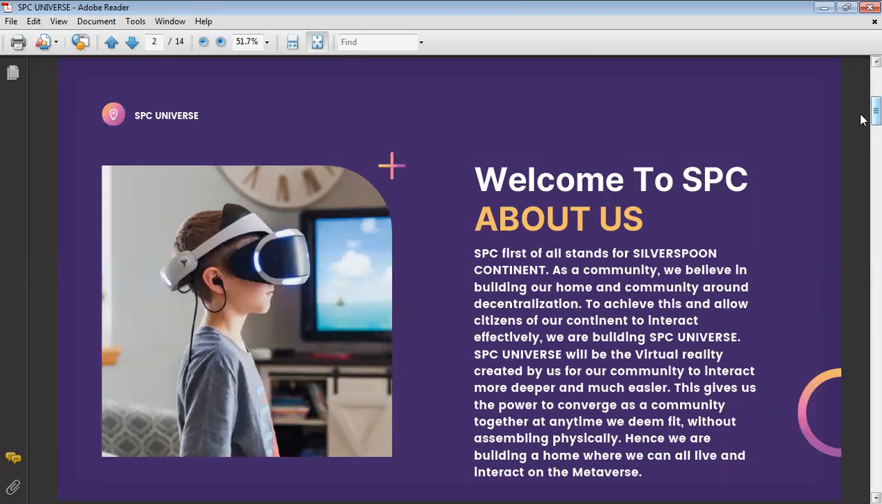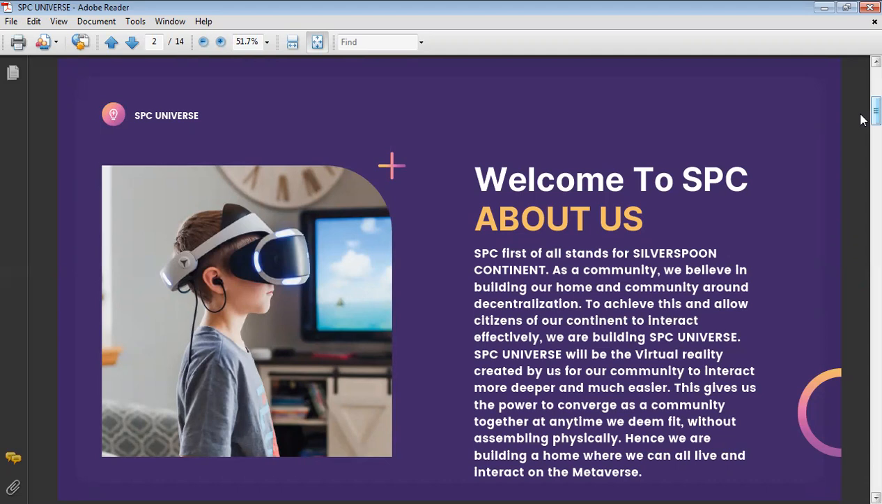This gives us the power to converge as a community, just like I talked about, at any time we deem fit without assembling physically. Hence, we are building a home. Wow, we are building a home where we can all live and interact on the metaverse.